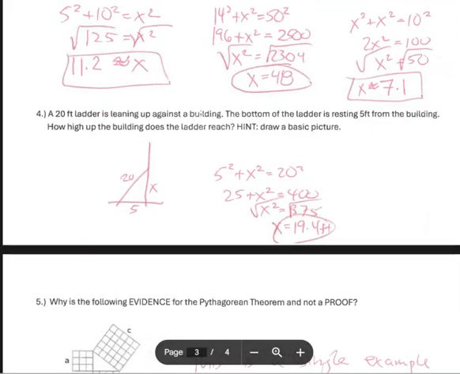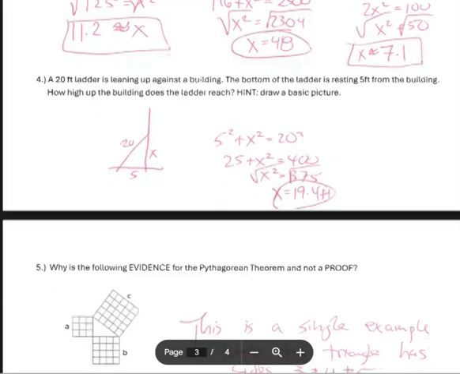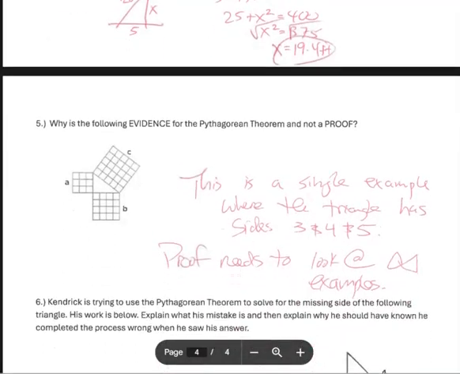The next one is a 20-foot ladder leaning up against a building. The bottom of the ladder is resting 5 feet from the building. How high up the building does the ladder reach? Draw a basic picture. So we have that slanty part being 20. The base is 5 feet away, and we're trying to figure out how high it goes. That's x. So you have a right triangle, and you have the a and c, or the b and c, depending on what you're calling 5. So you can do the Pythagorean theorem and solve, and you get 19.4 feet. Make sure you don't draw some weird picture of a ladder that's not leaning diagonally or something like that.